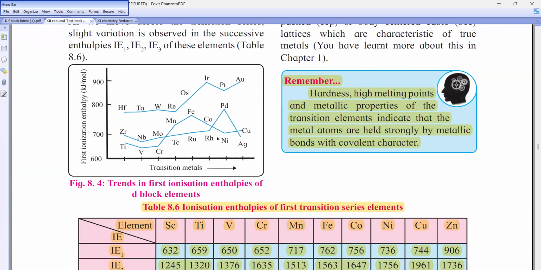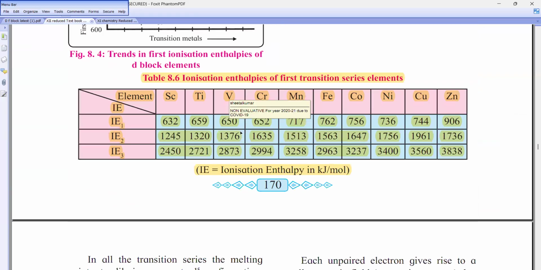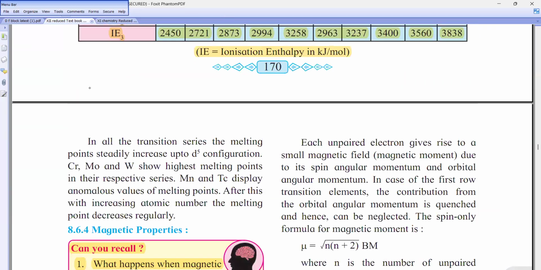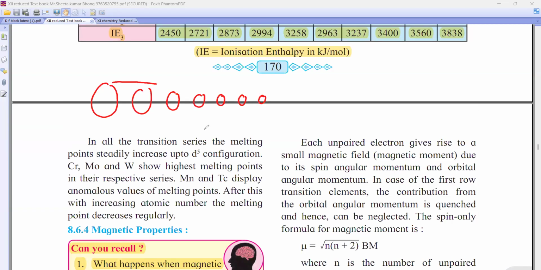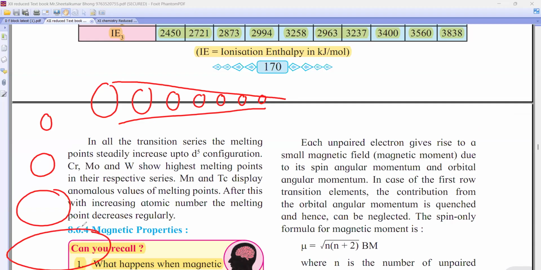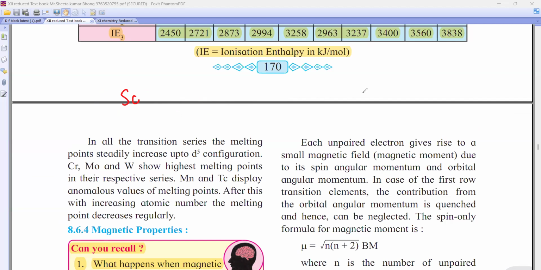Okay. Now we have to do size. Acha, now tell me beta, you have studied in your lower standard, across the period, what happens to atomic size? Across the period, atomic size decreases or not? Tell me. Down the group, atomic size increases. So now in D block, suppose if I'm going from scandium to zinc, so what should happen to the atomic size?